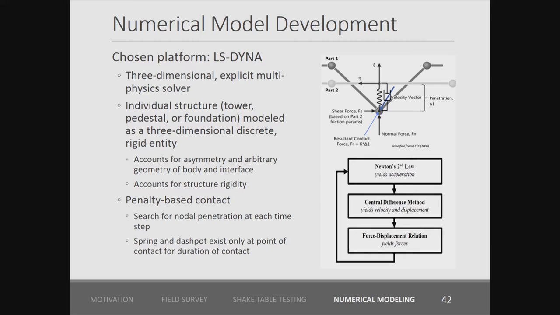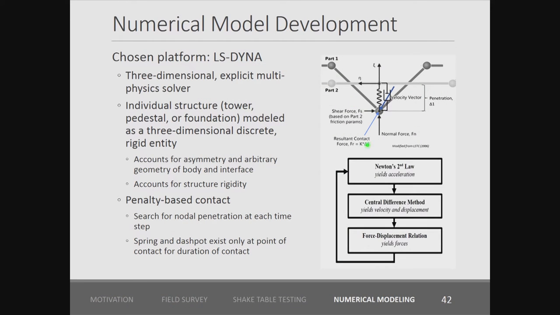In this model, the individual structures, whether this is the tower, the pedestal, or the foundation, were modeled as three-dimensional, discrete, rigid entities, where the geometry can be incorporated using brick-type elements or through a direct implementation of the center of mass and inertial properties. Therefore, the model is able to account for the precise and complex geometries of the body and of the interface as was dictated by the experimental portion of this dissertation.